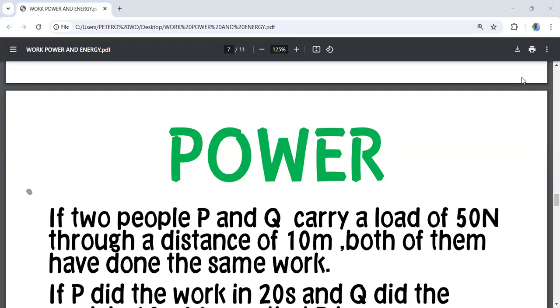Yes, May. Good afternoon, teacher. Good afternoon. Whenever I hear the word power, I think of machines. Okay, May thinks of machines. It's Matthew. When I think of power, I think of the ability to do work. Matthew thinks about the ability to do work.